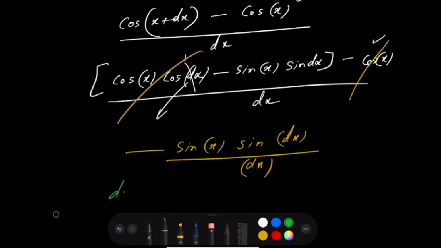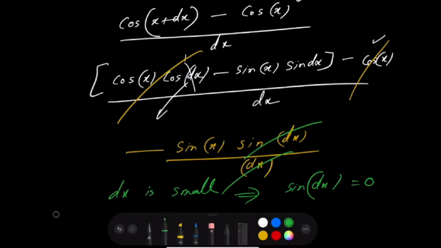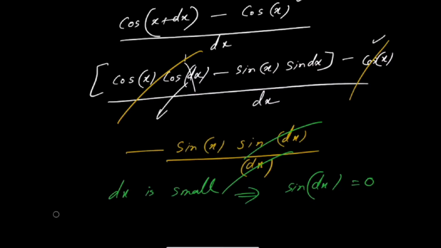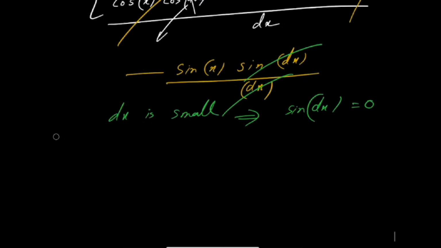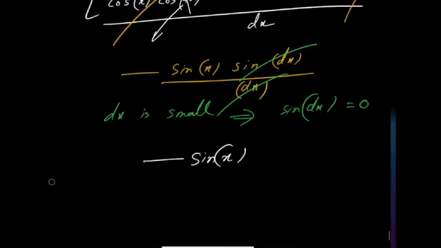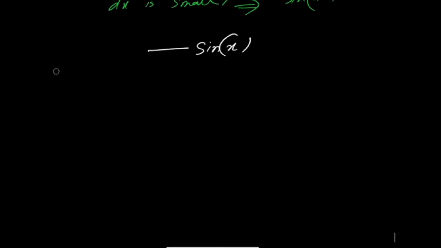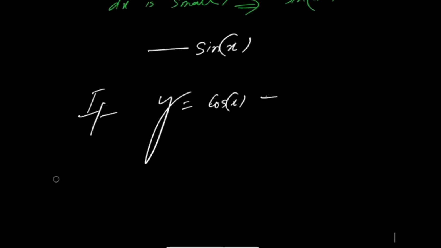But dx is small. Therefore, sin dx equals dx. So this and this will also cancel. So what are you left with? You are left with minus sin x. Correct? What is the conclusion now? The conclusion is this: if y equals cos x, implies dy by dx is minus sin x.